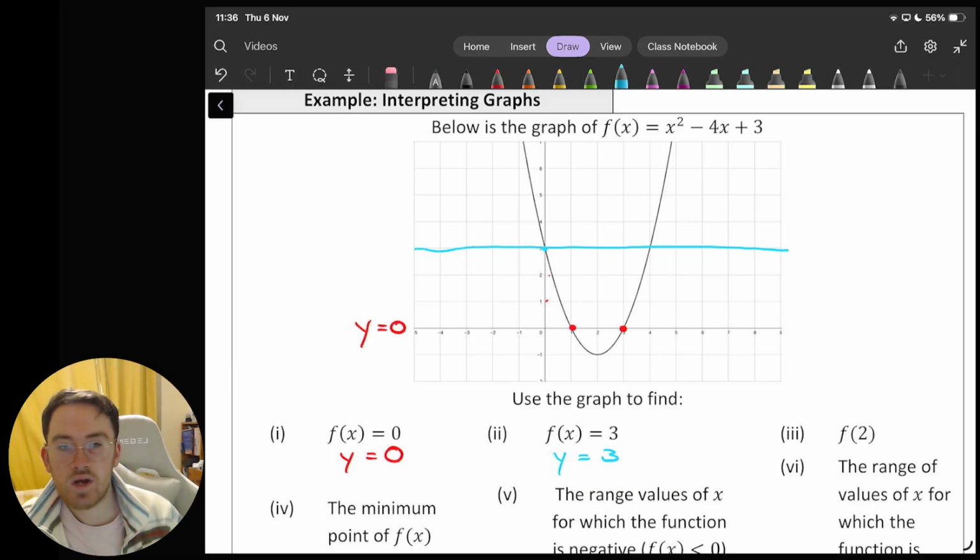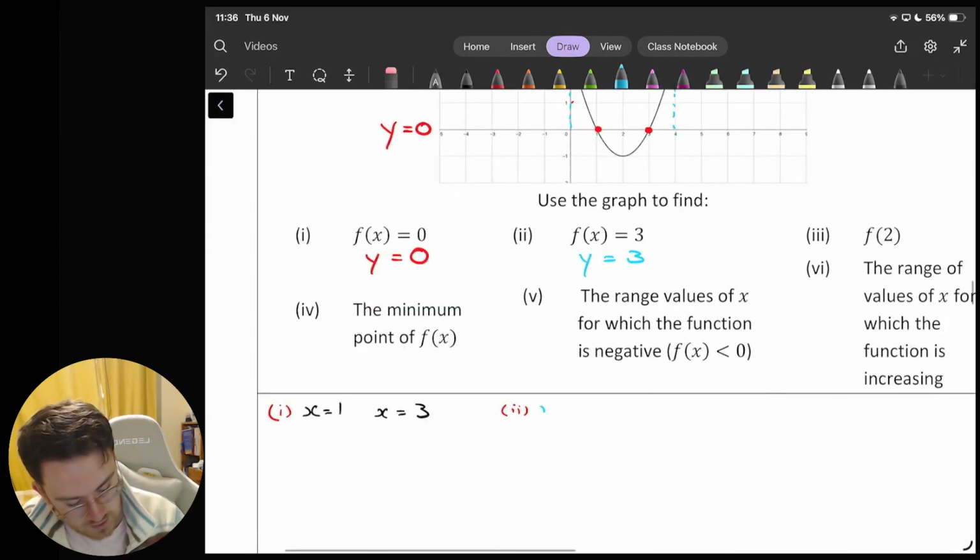And I want to see where that line hits my curve, my graph. So one of the points is here, and the other point is here. So let's work out the 2 x values there. So for the first one, it's x equals 0, and the second is x equals 4.